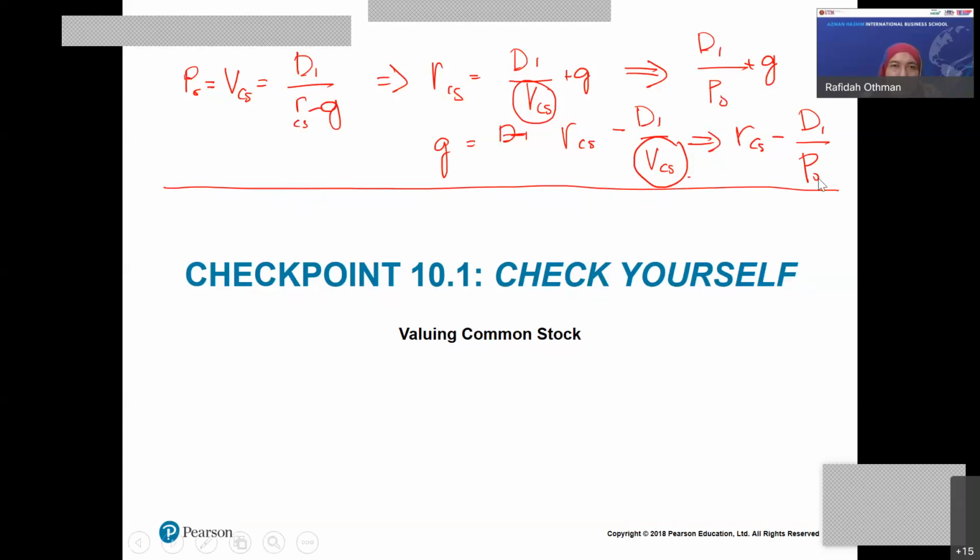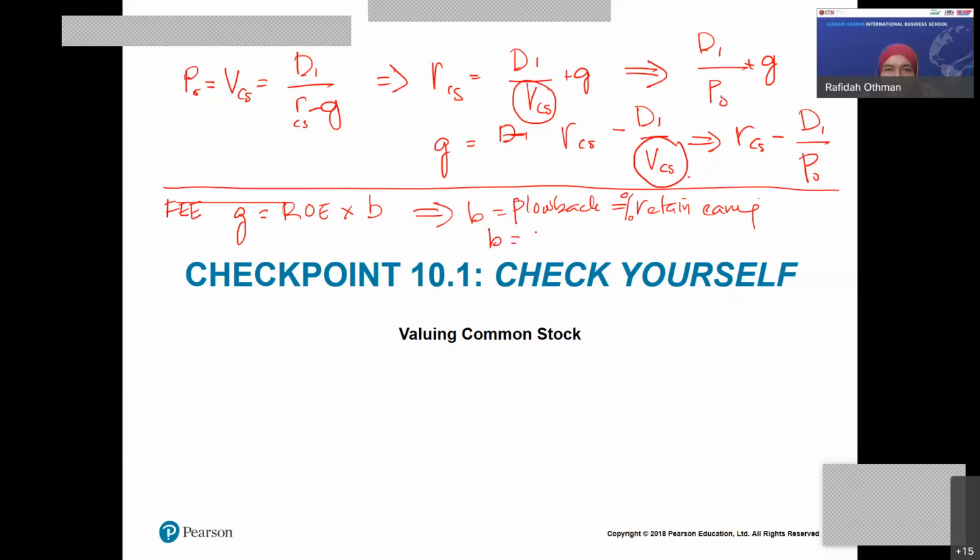So when you want to answer FEP, what you have to find is G, which is actually ROE times B. So what is B? B is the plowback ratio, the percentage of retained earnings. How to find the percentage of retained earnings? B equals 1 minus the dividend payout ratio.